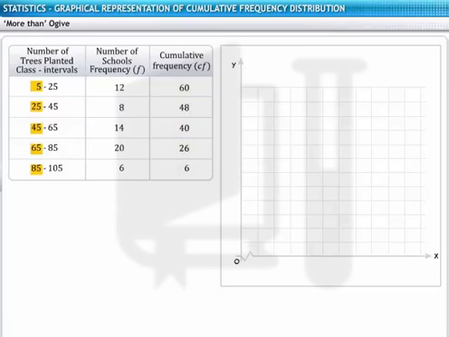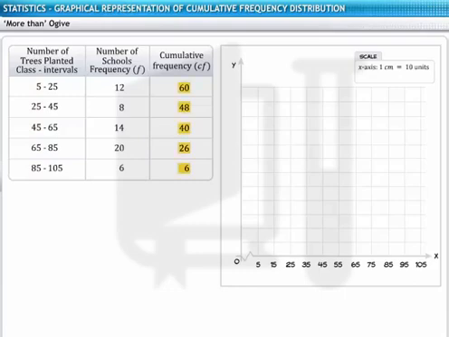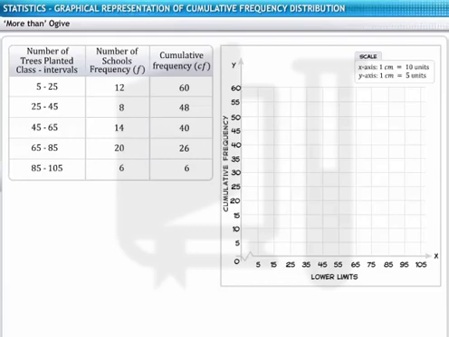Let's choose any comfortable scale to mark the lower class limits on the x-axis. We'll take a scale of 1 centimeter equal to 10 units, which is equal to 10 trees on the x-axis. Then, we'll label these with the lower class limits of the class intervals. Next, we'll choose a suitable scale to mark the reference points for the cumulative frequency on the y-axis. We'll take a scale of 1 centimeter equal to 5 units, which is equal to 5 schools on the y-axis. We can label the x-axis as lower limits of data, or simply as lower limits, and the y-axis as cumulative frequency.